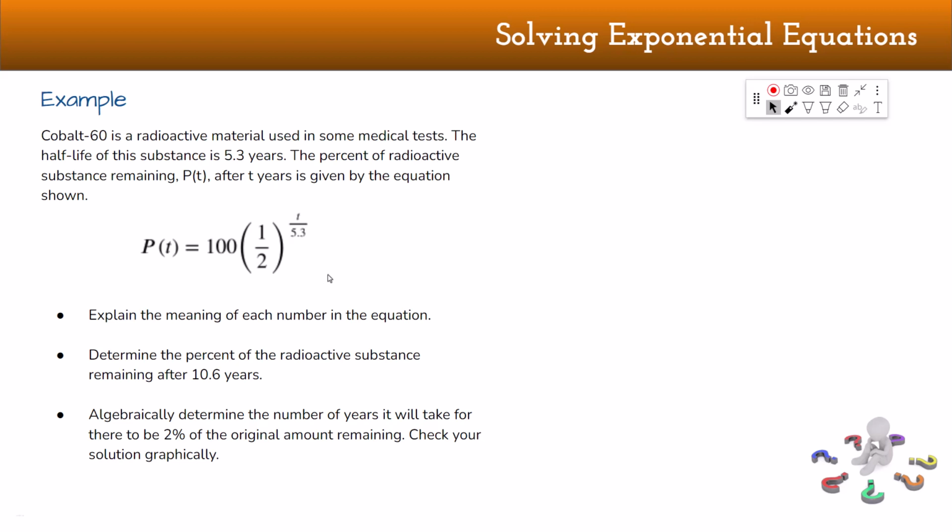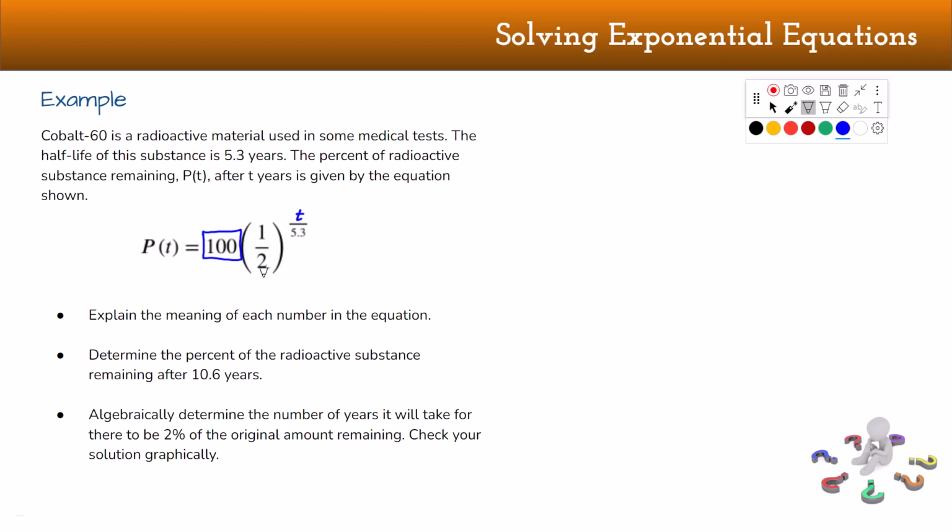Now it's asking us to explain the meaning of each number in the equation. Well, the first thing here is that 100. So this is 100%. And that makes sense if the time equals 0, because that's the t right there, that equals 0, (1/2)^0 is 1, and we are left with 100%.